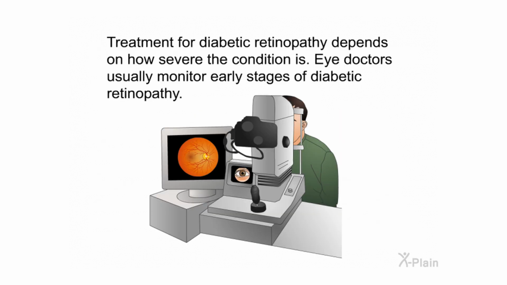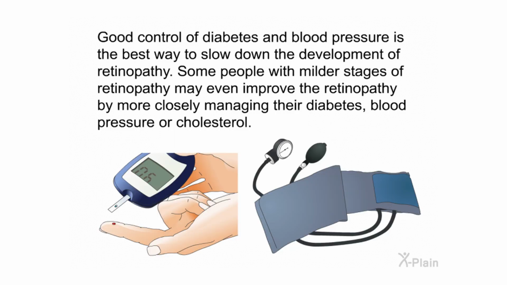Treatment. Treatment for diabetic retinopathy depends on how severe the condition is. Eye doctors usually monitor early stages of diabetic retinopathy. Good control of diabetes and blood pressure is the best way to slow down the development of retinopathy. Some people with milder stages of retinopathy may even improve the retinopathy by more closely managing their diabetes, blood pressure, or cholesterol.